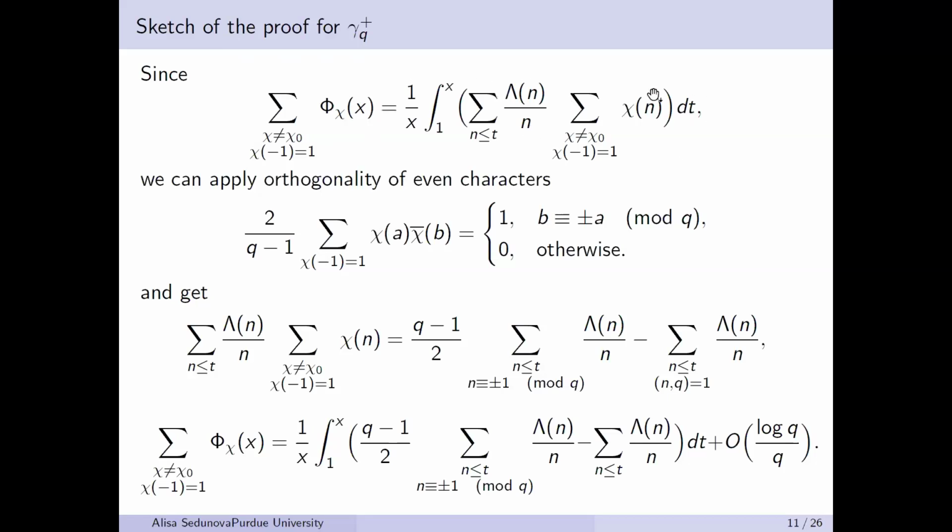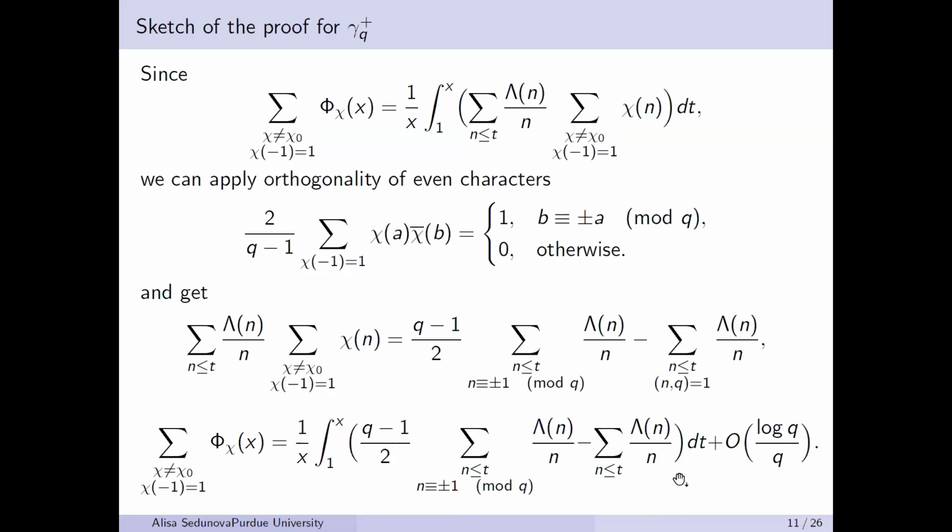And here you can apply orthogonality for chi. And once we apply orthogonality for chi and we exchange it a little bit, it starts to look a bit like a sum with a bias. So we get here the sum over n that is equal plus minus 1 modulo q of lambda n over n, minus the sum over n up to t such that n is coprime to q. And then my whole expression for the sum of phi is going to look like this.